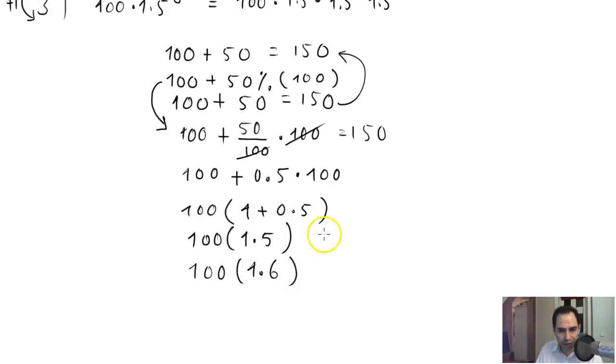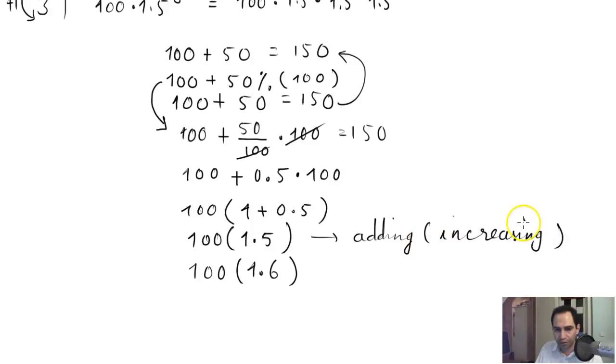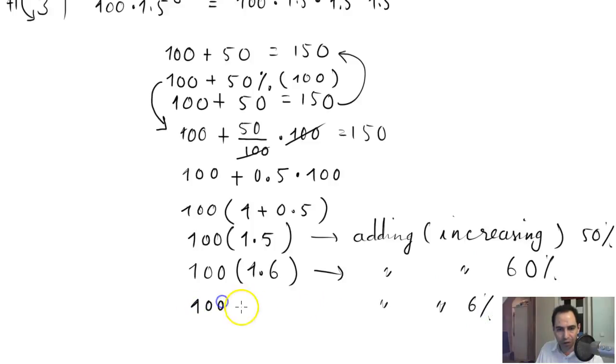If you're adding 6%, so this is adding or increasing by 50%. So this is again adding or increasing by 60%. If you want to increase your 100 by 6%, you simply multiply 100 by 1.06. That becomes 6%. So that's basically all about this whole business here that we had.